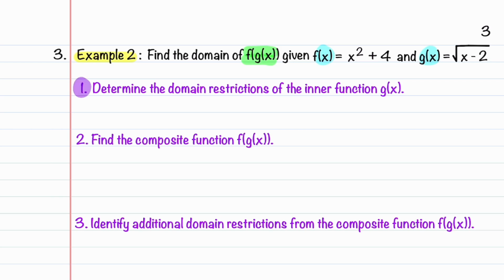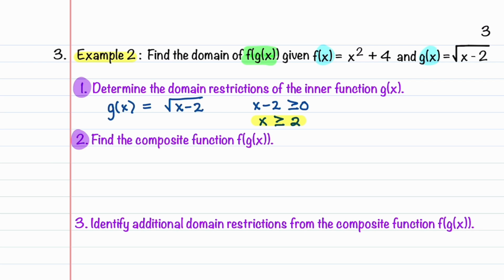The first step is we determine the domain restrictions of our inner function g of x. Let's write down what g of x is. So our g of x is the square root of x minus 2. We can only take a square root of a positive number, and that includes a number that's equal to 0. So we're going to have to state that x minus 2 has to be greater than or equal to 0. Now we'll solve for x, and we get x is greater than or equal to 2. We'll highlight that in yellow because that is our domain restriction for our inner function.